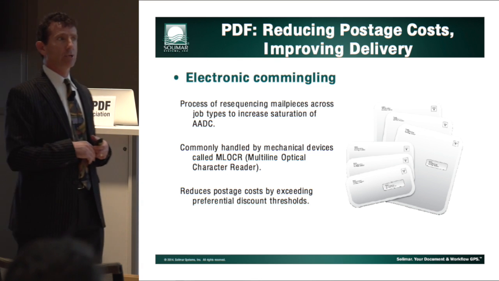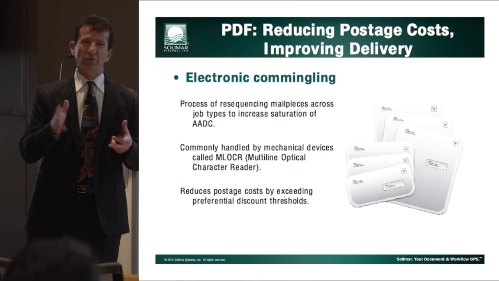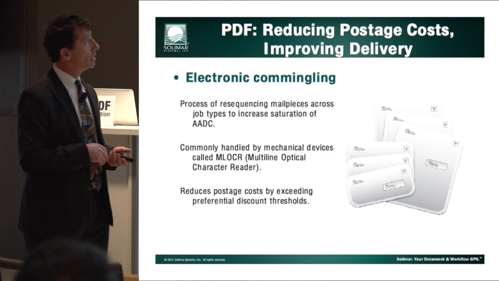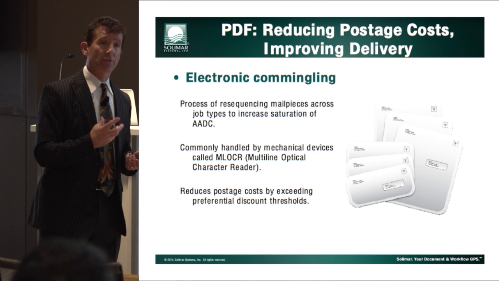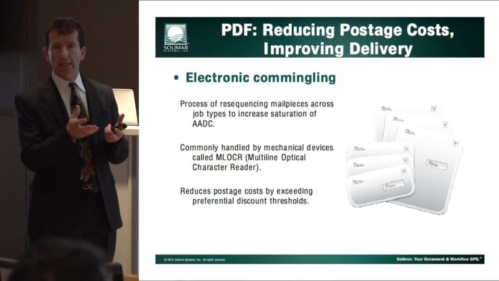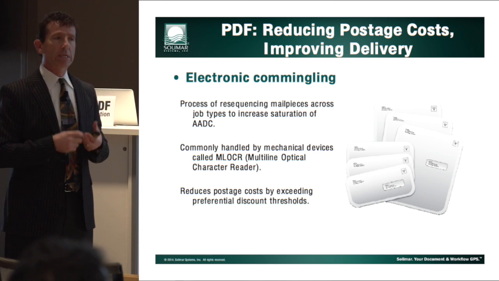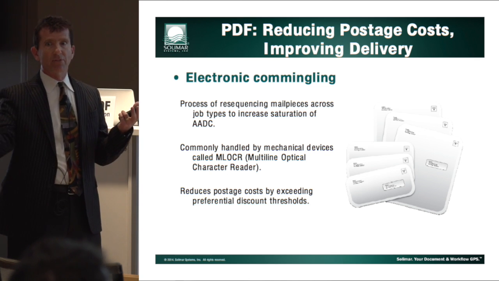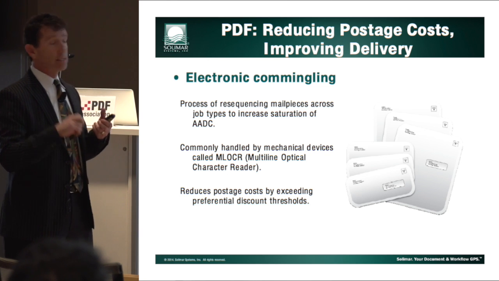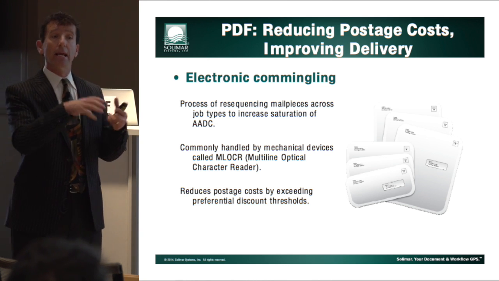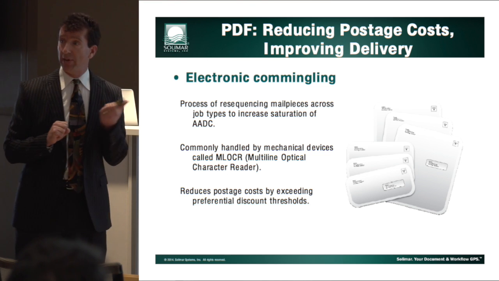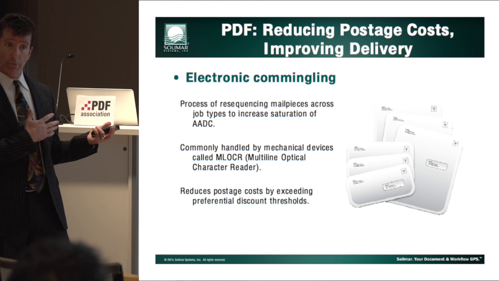Electronic commingling. Let's say you have mail pieces, but they're in different jobs. They might be different lines of business for a bank or an insurance company. Well, what happens is the post office loves it when you do something called saturate one of their service centers with mail. So if you can take content that's presented in different files, different jobs coming from your host system, and take the content that goes to the same postal service center and put it together, you can take advantage of those higher discounts that accrue from that.